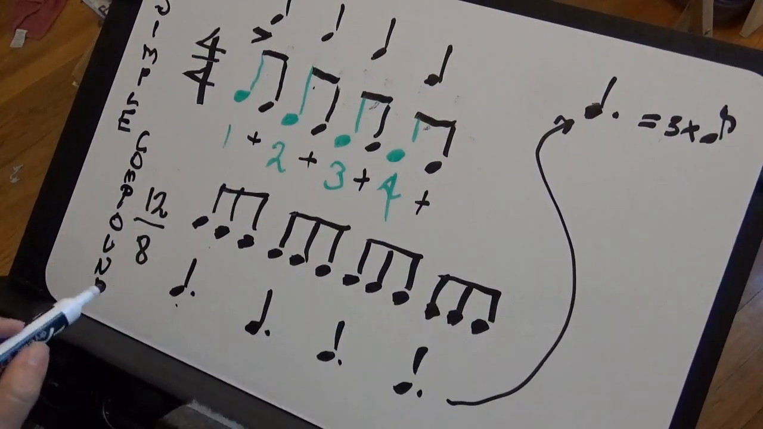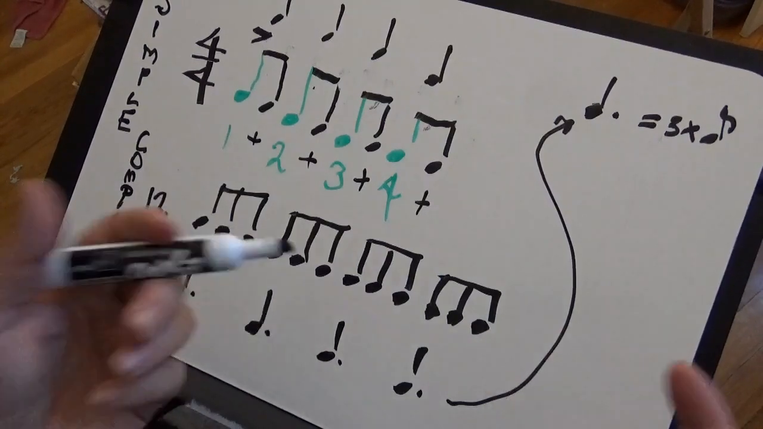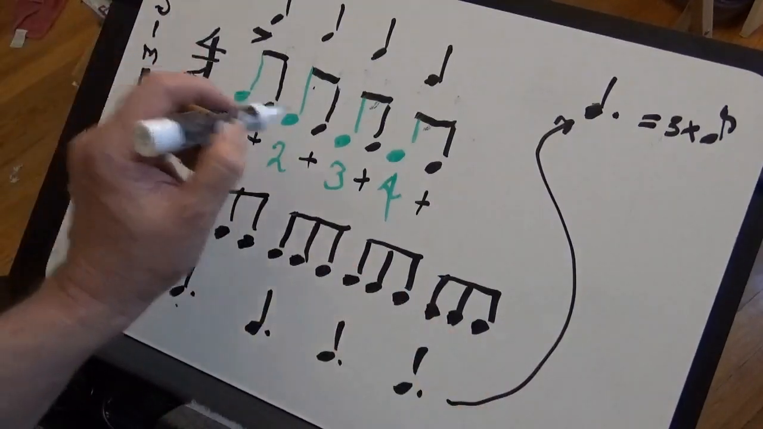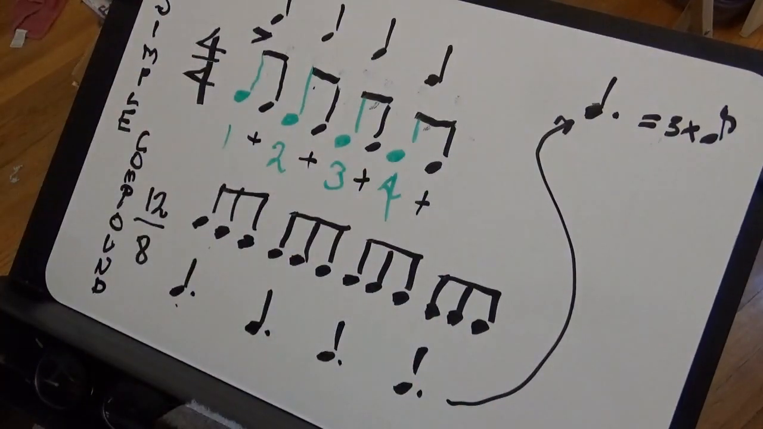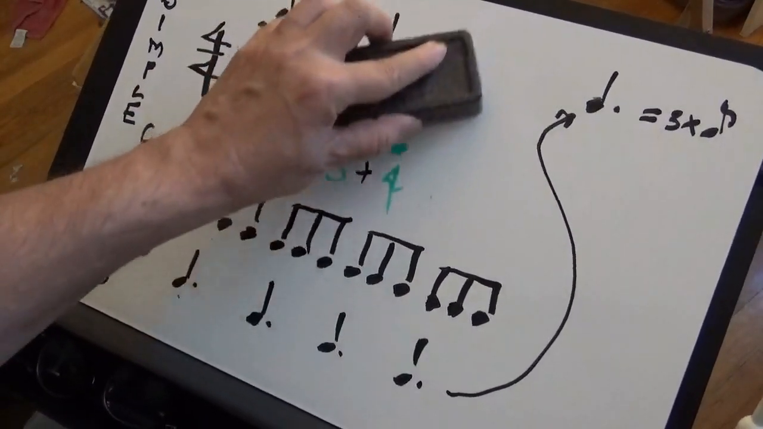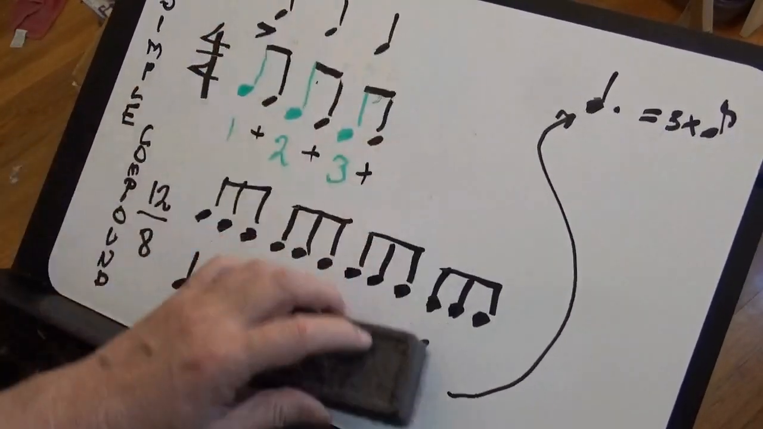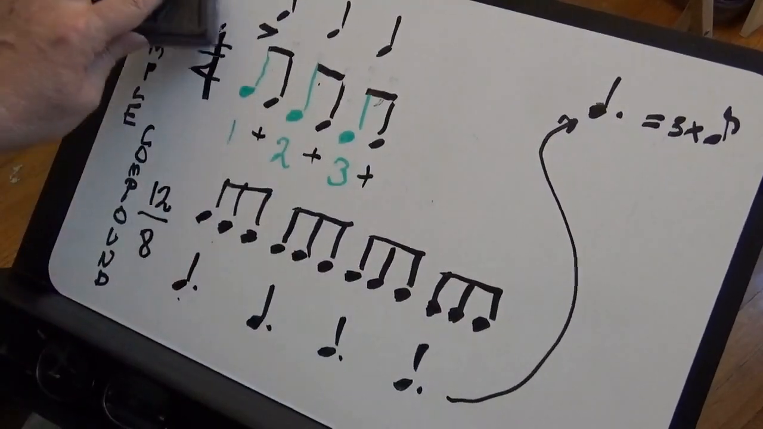Now remember that I said compound time, and just like this could be 3/4, in which case we would take off this last beat and change this to a 3.